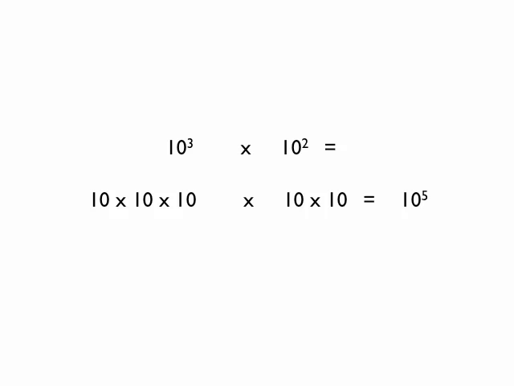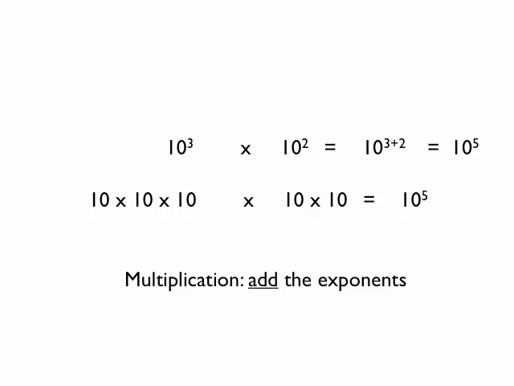Notice that we can get the same answer by starting with our original equation, 10 to the third times 10 to the second, and adding the exponents 3 and 2 to get 10 to the fifth power. That is, 10 to the third times 10 to the second is 10 to the 3 plus 2, or 10 to the fifth. So our rule for multiplying powers of 10 is that we add the exponents.